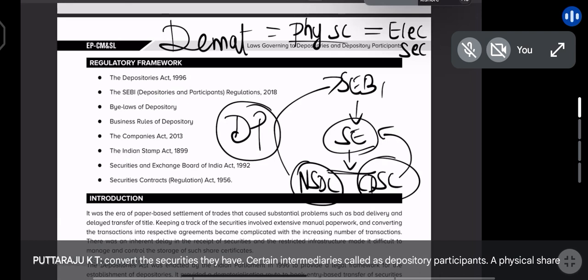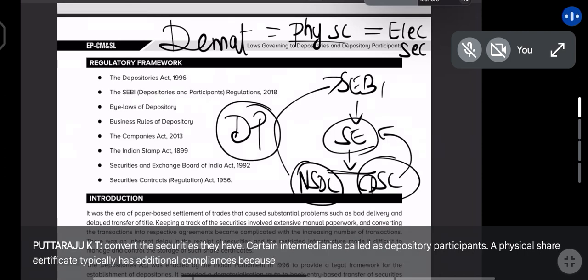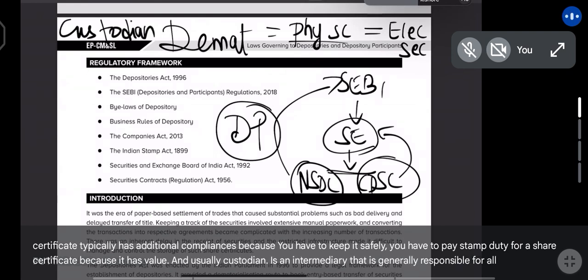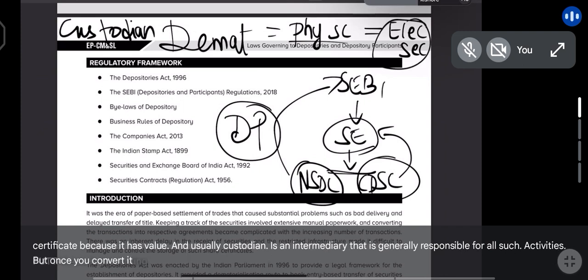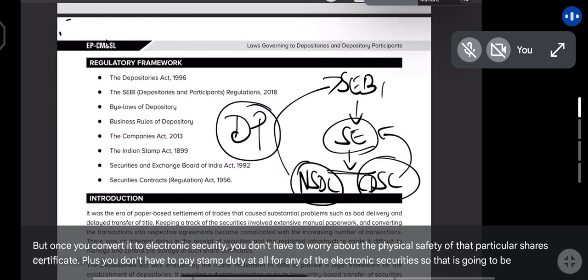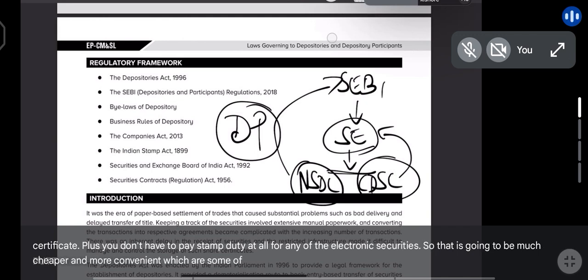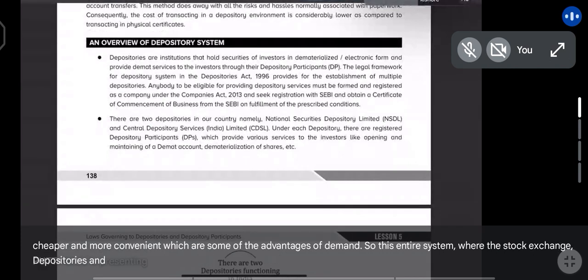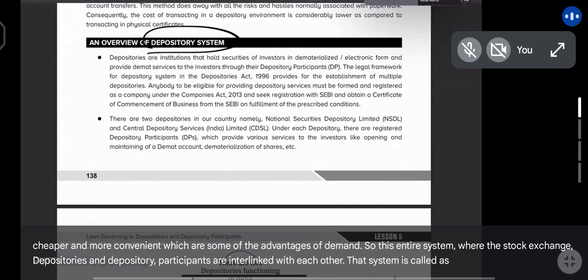A physical share certificate typically has additional compliances because you have to keep it safely, you have to pay stamp duty for a share certificate because it has value, and usually a custodian is an intermediary that is generally responsible for all such activities. But once you convert it to electronic security, you don't have to worry about the physical safety of that particular share certificate. Plus, you don't have to pay stamp duty at all for any of the electronic securities. So that is going to be much cheaper and more convenient, which are some of the advantages of DMAT. So this entire system where the stock exchange, depositories and depository participants are interlinked with each other is called the depository system.